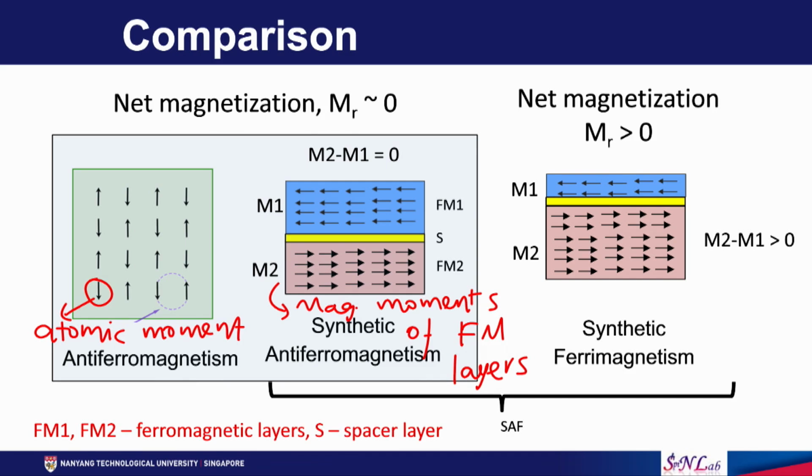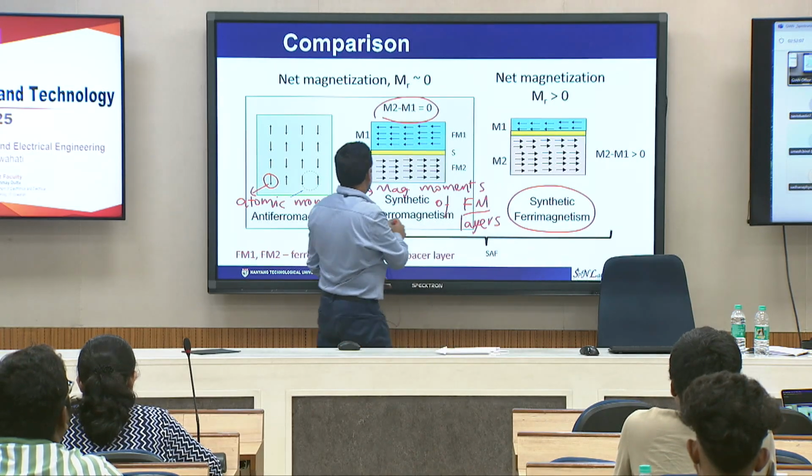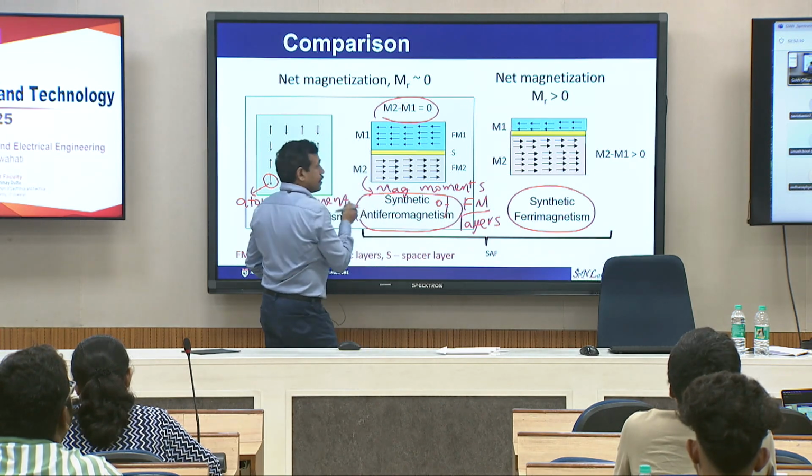So, when we talk about synthetic antiferromagnetism, we are talking about antiparallel alignment of 2 magnetic moments of 1 or 2 ferromagnetic layers. When they completely cancel each other, we can call them synthetic antiferromagnetism. And if they do not cancel each other, some people call it synthetic ferromagnetism, but loosely everyone calls both a synthetic antiferromagnetism, whether you cancel the net magnetic moment or not.